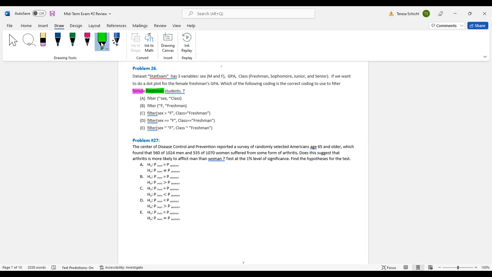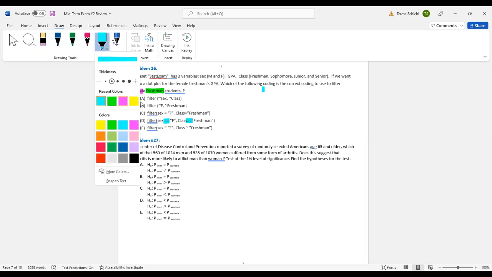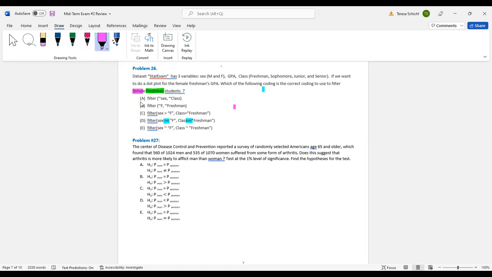One key thing about the filter is the equal sign, right? So it has to be equal. That means the sex here is equal to female, and the class is equal to freshman here. So my answer here will be part of this here. Okay, that's just a simple R coding part.